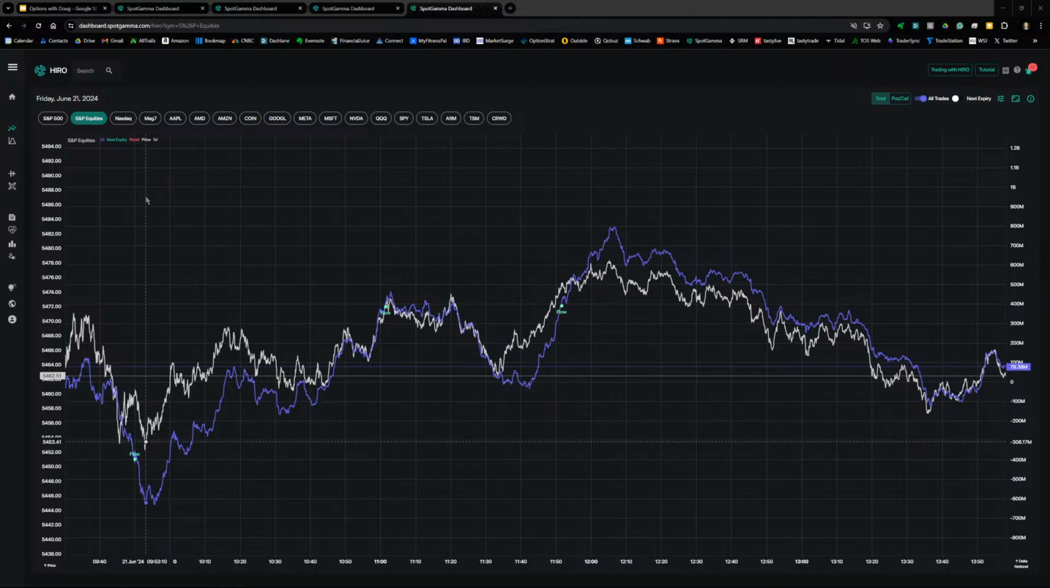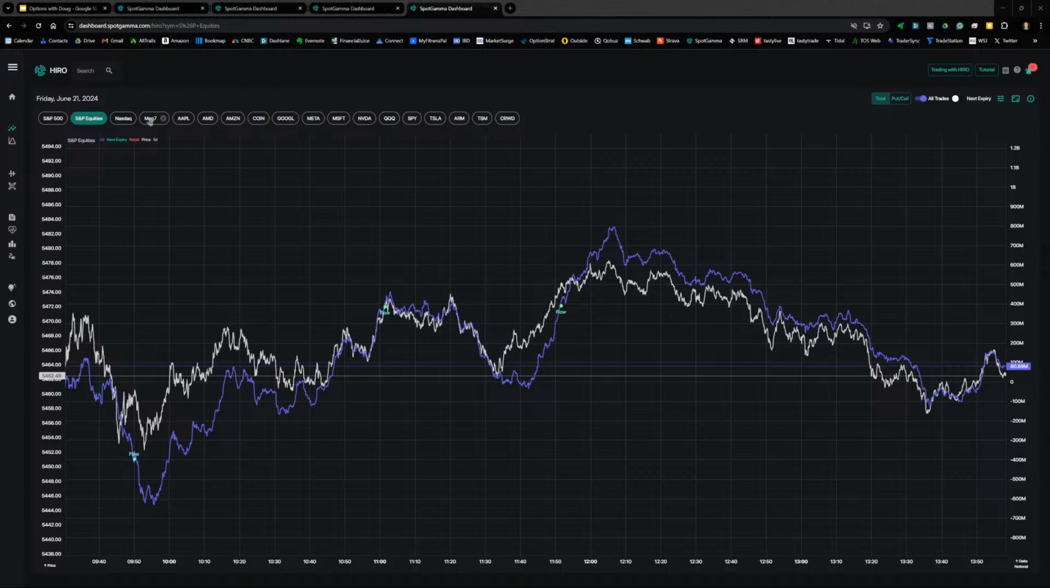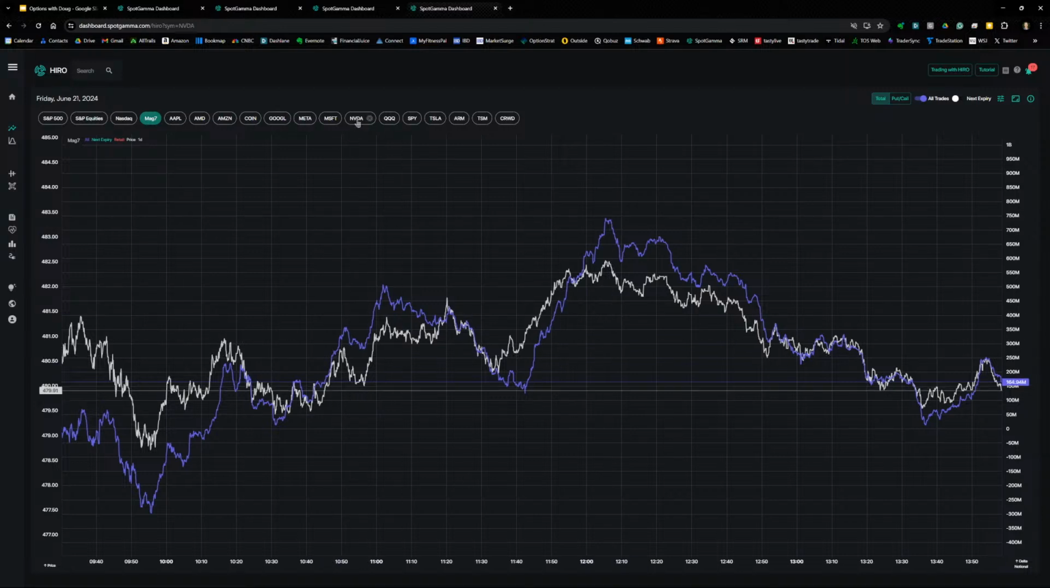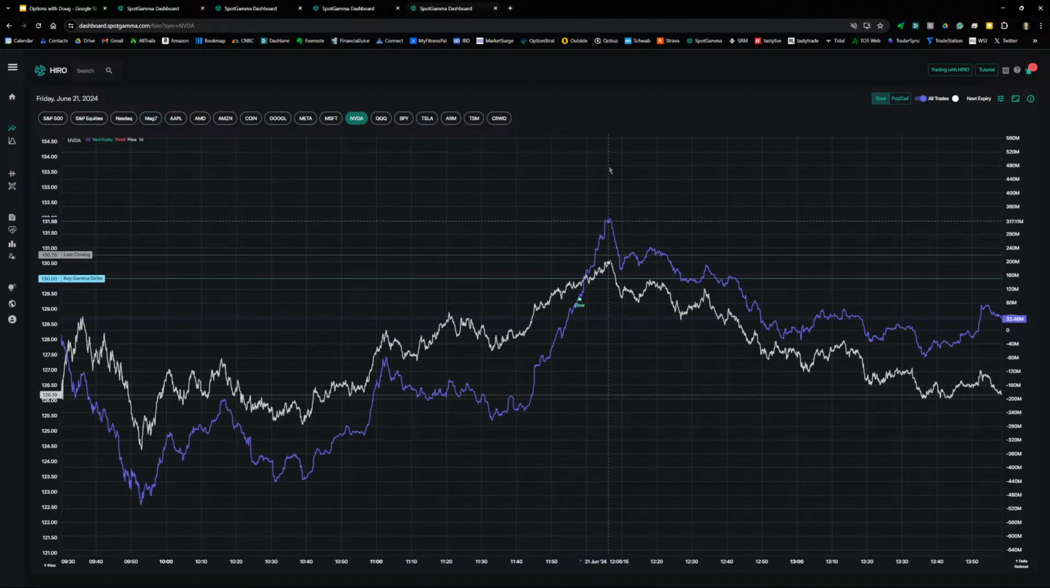Actually, let's take a look at that now. So let's go to, and I'll explain this signal in just a minute, this is what I use for NASDAQ. So this is the Magnificent 7 signal. 1206, peak in the Hero signal. Now let's take a look at NVIDIA. 1206, peak in the Hero signal.